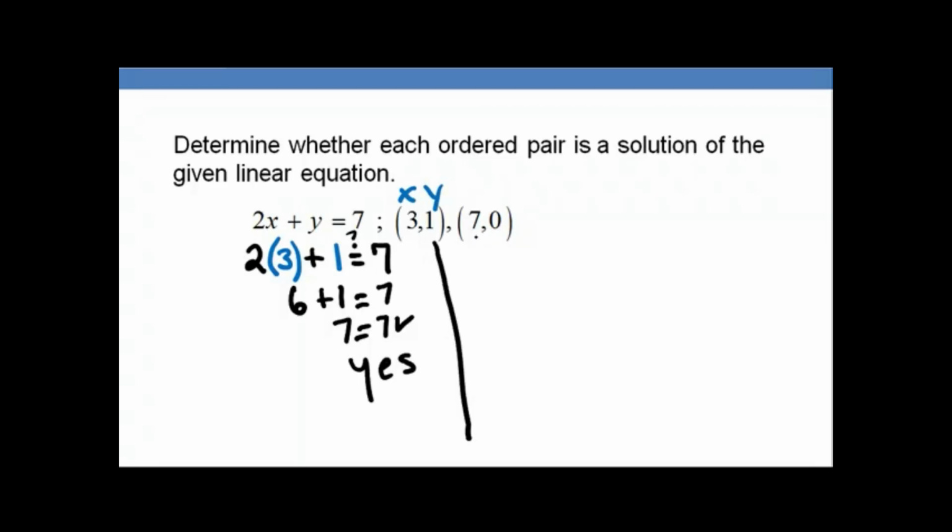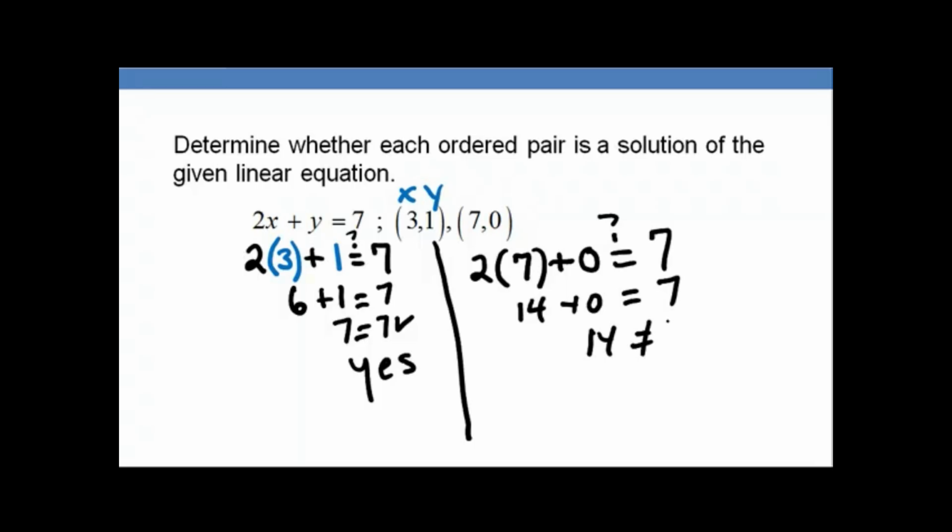Right, so let's try 7, 0. We're just going to start over. It's a separate question. We're going to plug it in. So we have 2 times, we'll plug in the x is 7 plus 0. Is that equal to 7? 2 times 7 is 14 plus 0. This one is not going to be true. 14 does not equal 7, so we would say no. If we had the picture of this equation, 7, 0 would not land on this picture because it makes it false.